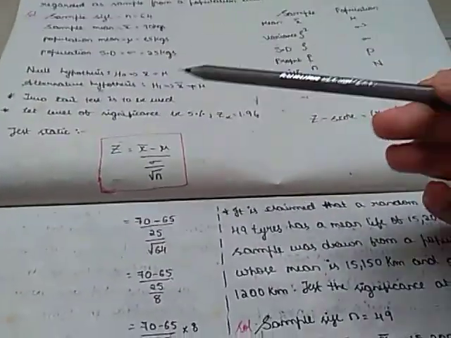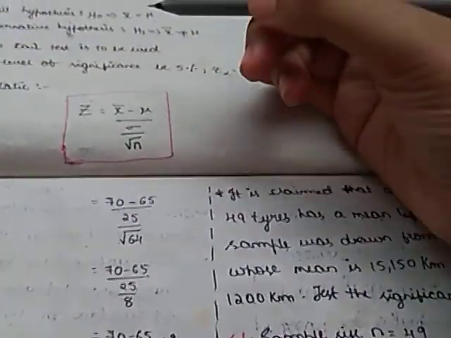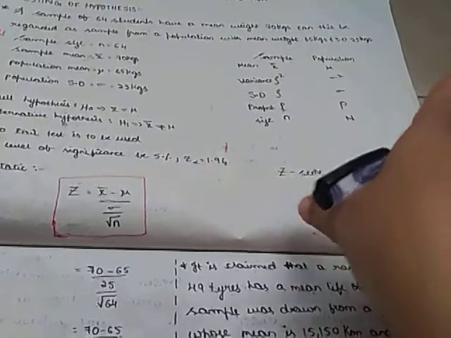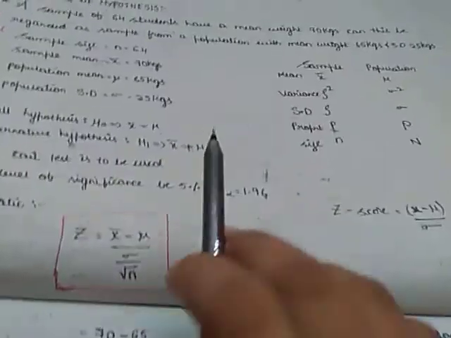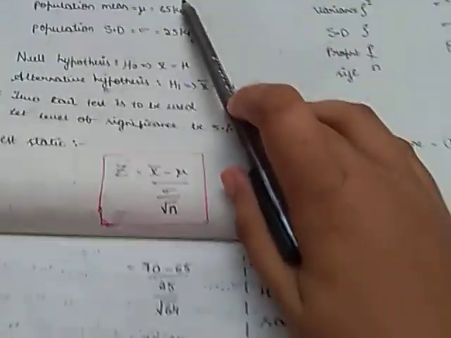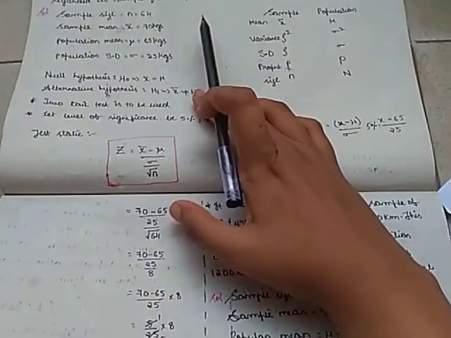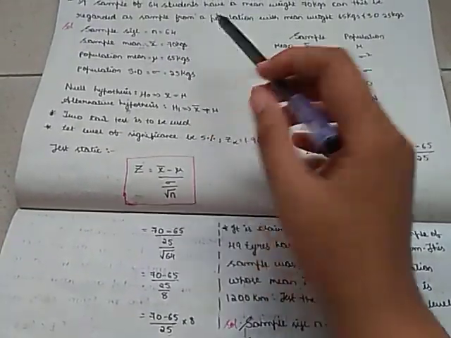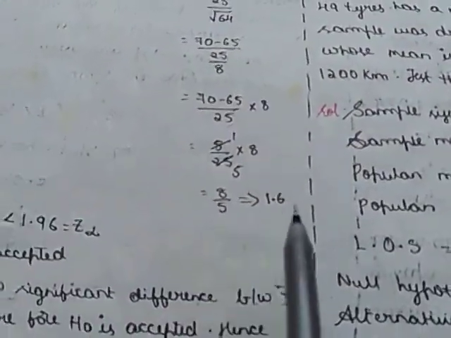So now we'll do the sum, that is the test statistic. The formula is z equals x bar, the sample mean, minus the population mean, by the population standard deviation by root over n. Okay, so what is the sample mean here? 70 kgs, so 70, and then the population mean is 65, by standard deviation 25 by root over n, means 64. So we substitute values in this formula and we get 1.6.